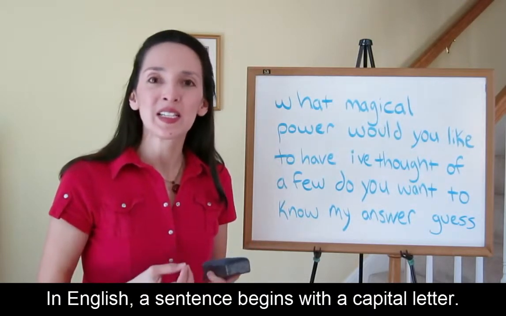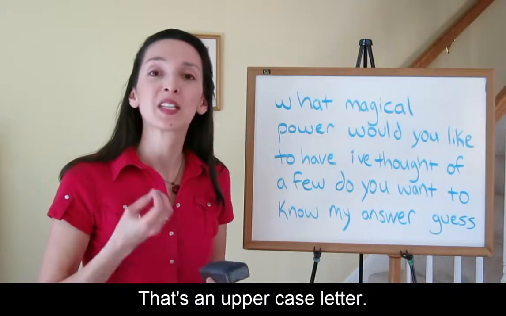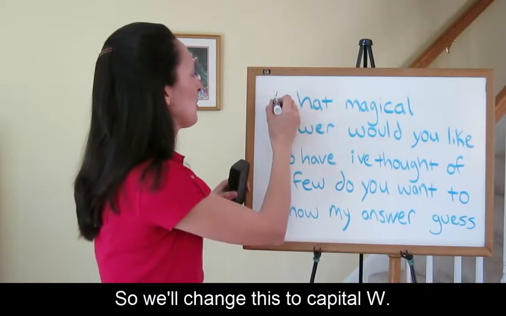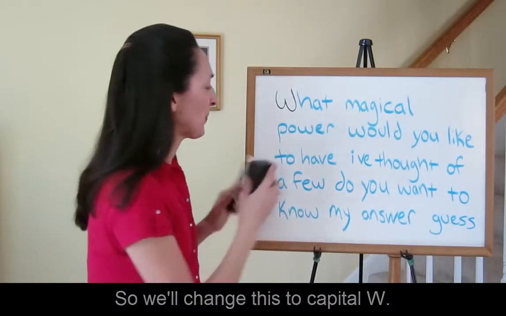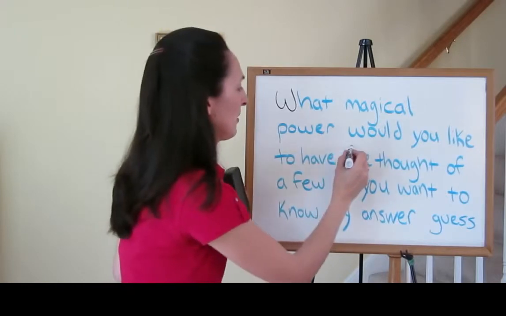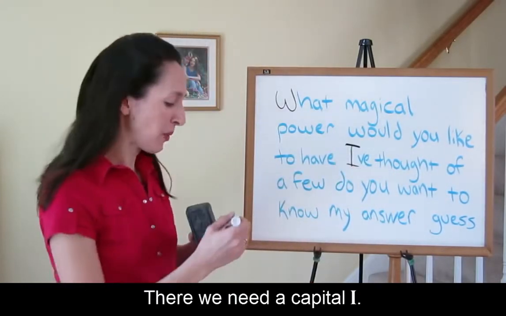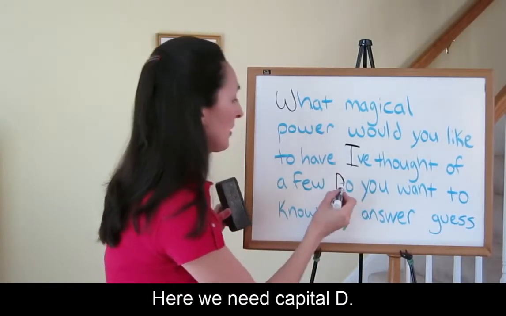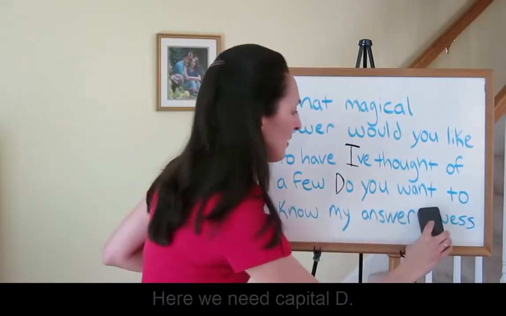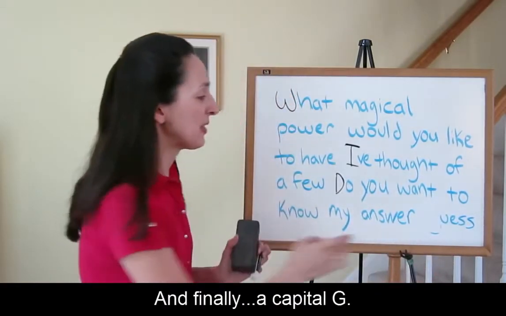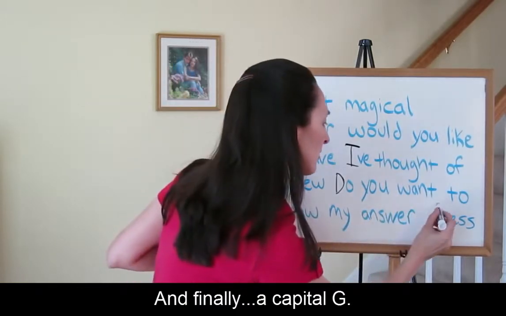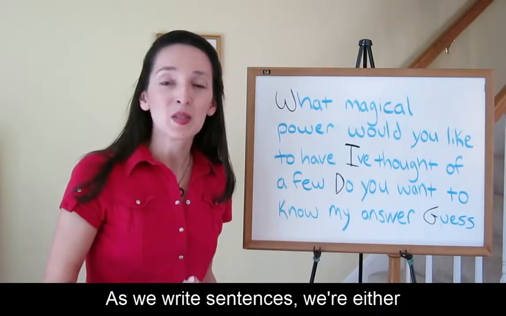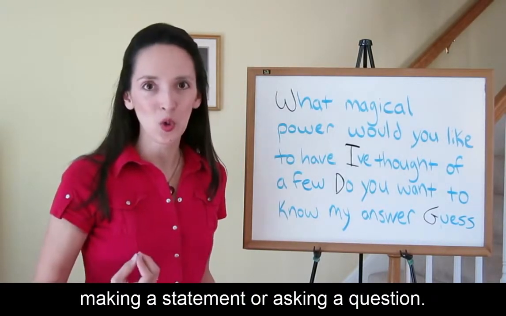In English, a sentence begins with a capital letter. That's an uppercase letter. So we'll change this to capital W. There we need a capital I. Here we need capital D. And finally, a capital G.